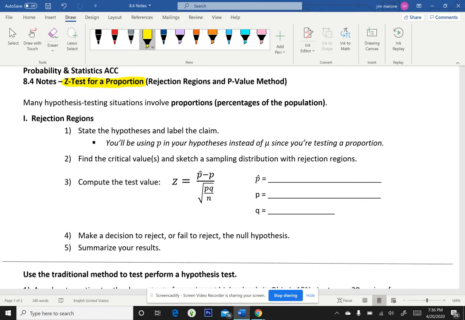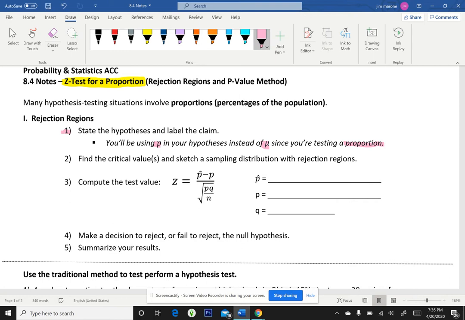Just like confidence intervals, we always use the Z for a proportion. It says many hypothesis testing situations involve proportions, which are percentages of the population. To use rejection regions, we state the hypotheses and label the claim like always. We'll be using P in our hypothesis instead of mu because we're testing a proportion. So when we test proportions, we use P and not mu. So you have to remember that.